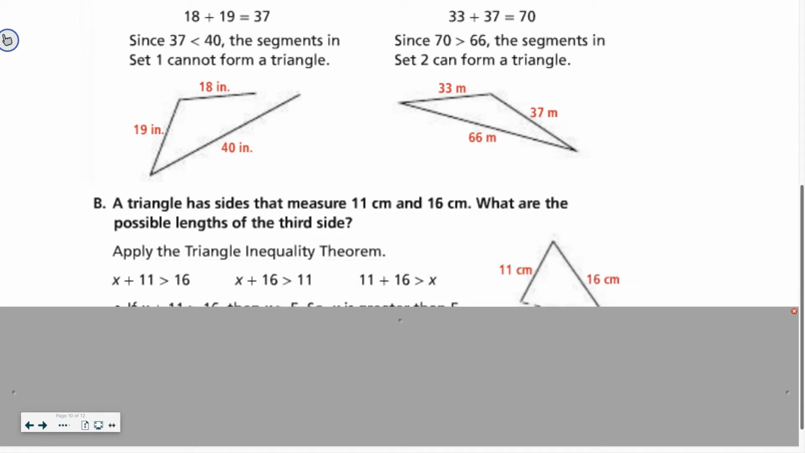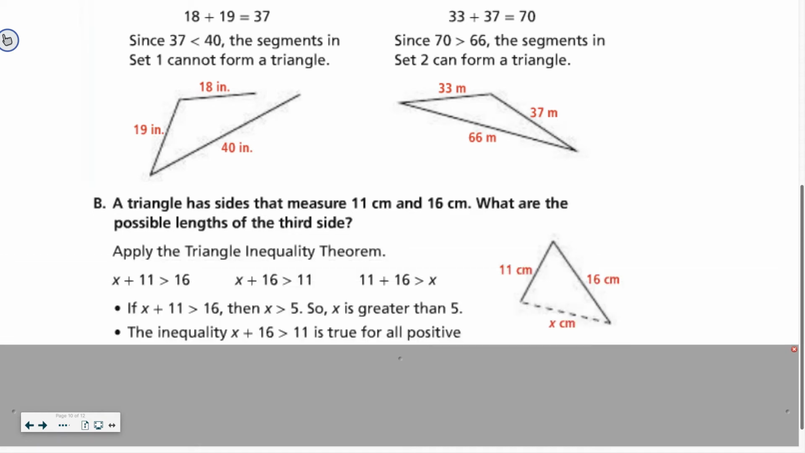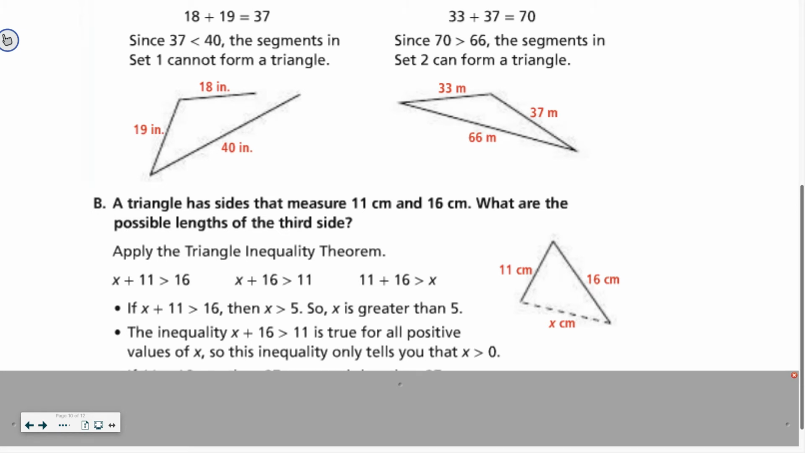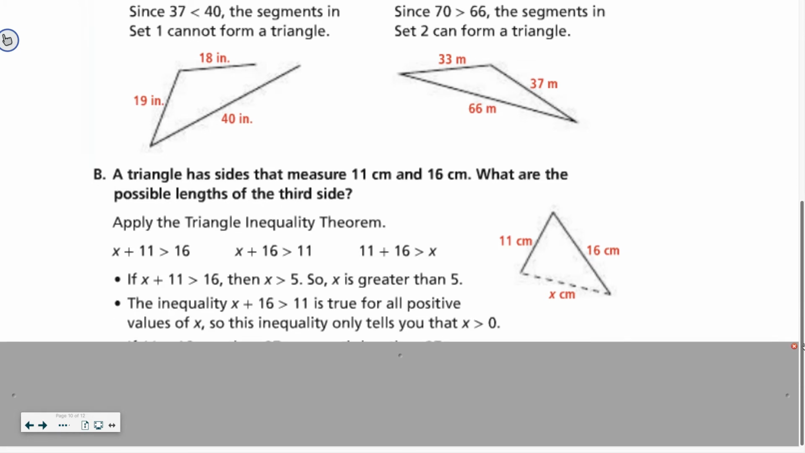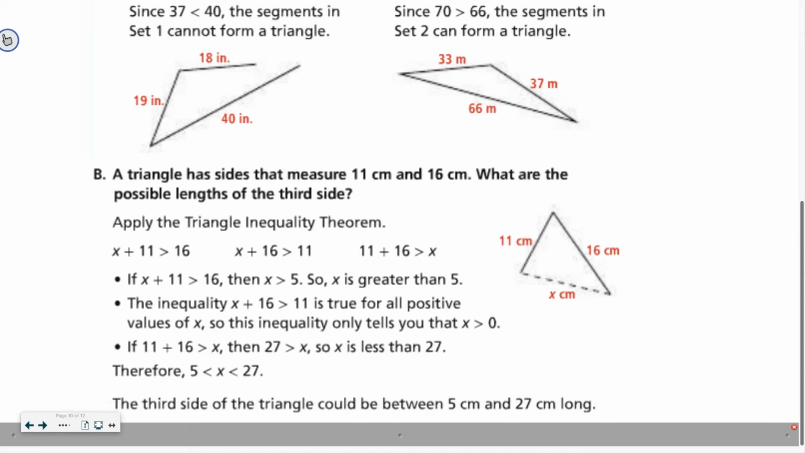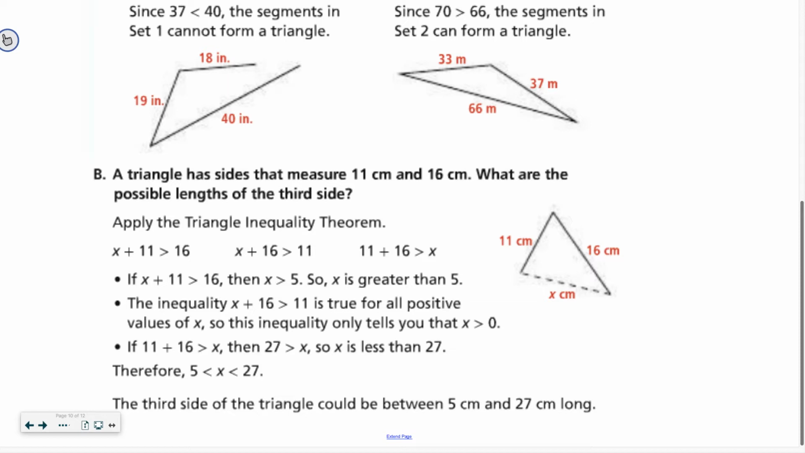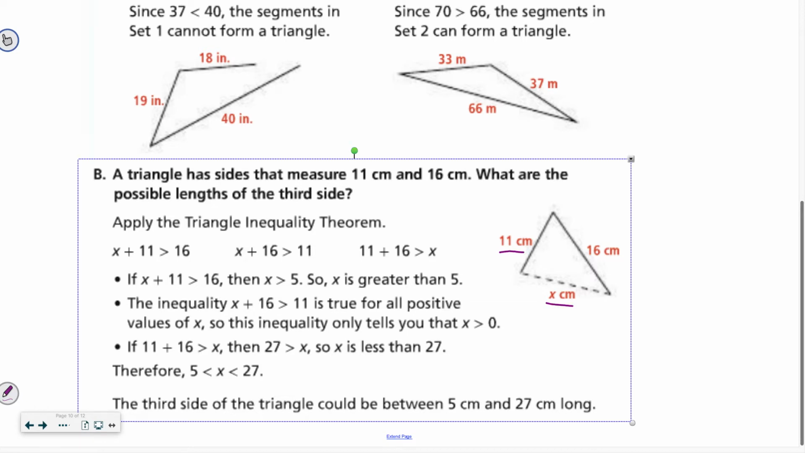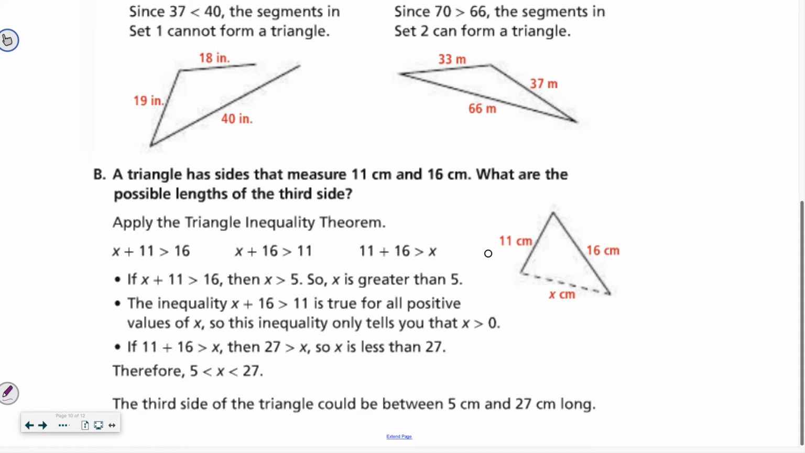So then we have a triangle that has sides that measure 11 centimeters and 16 centimeters. We want to find the possible lengths of the third side. If we are trying to figure that out, we know that any two sides have to be greater than the third side. So I could take x plus 11, and that has to be greater than 16. And I could do x plus 16, that has to be greater than 11. And if I did 11 plus 16, that has to be greater than x.